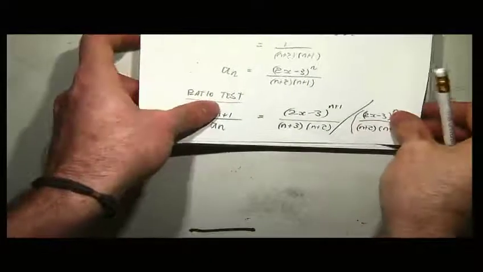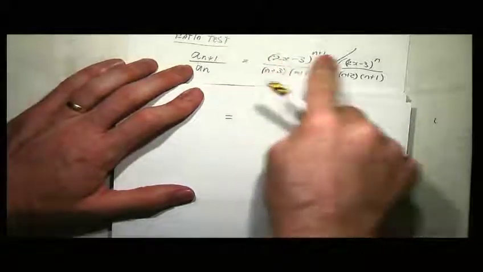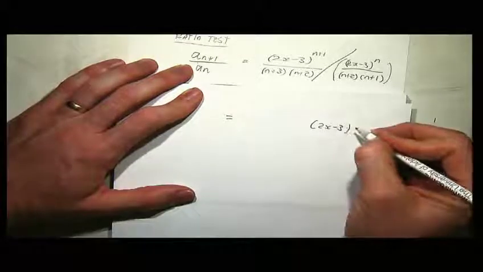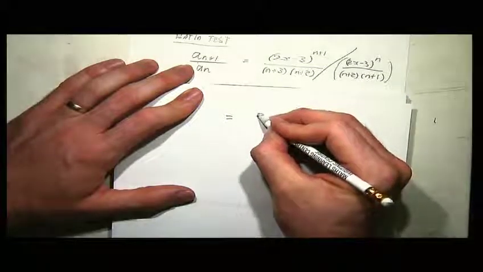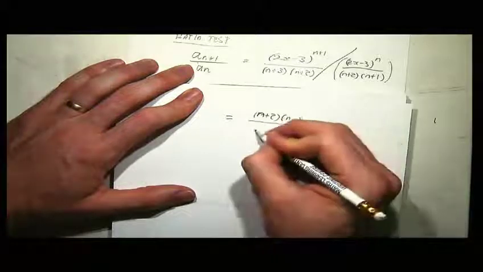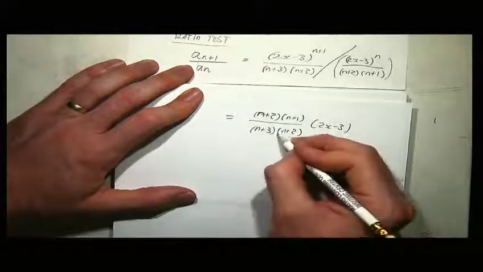I did skip a step there where I subbed in n plus 1 into this and got n plus 1 plus 2, which is n plus 3. Okay, so this divided by that leaves me with a 2x minus 3. And then that thing that was on the bottom of the bottom ends up on the top. So I end up with this. And neatly they cancel, which is nice.